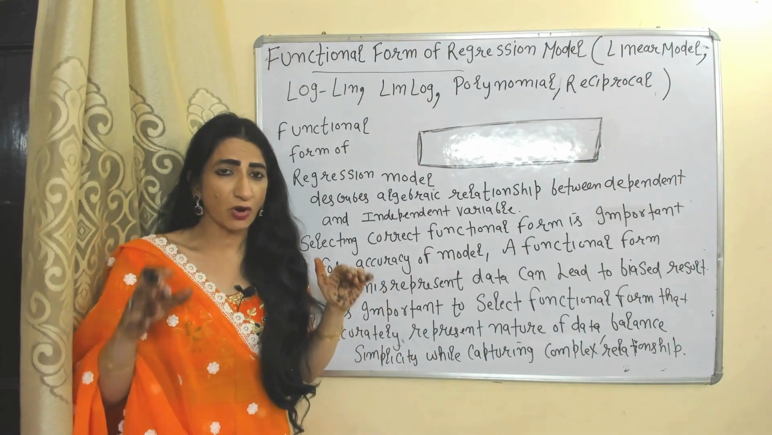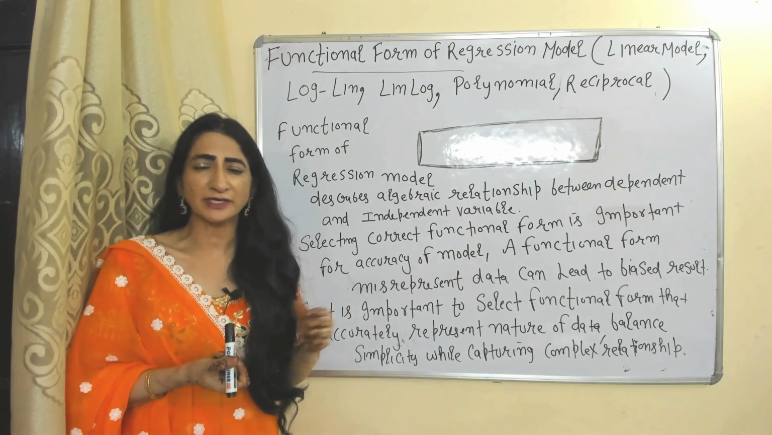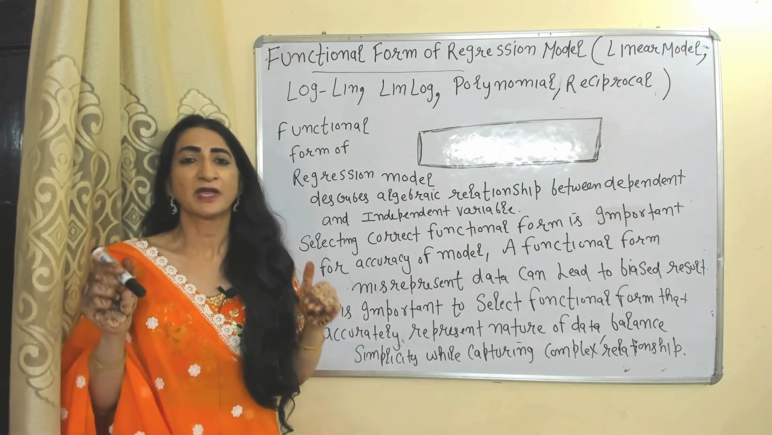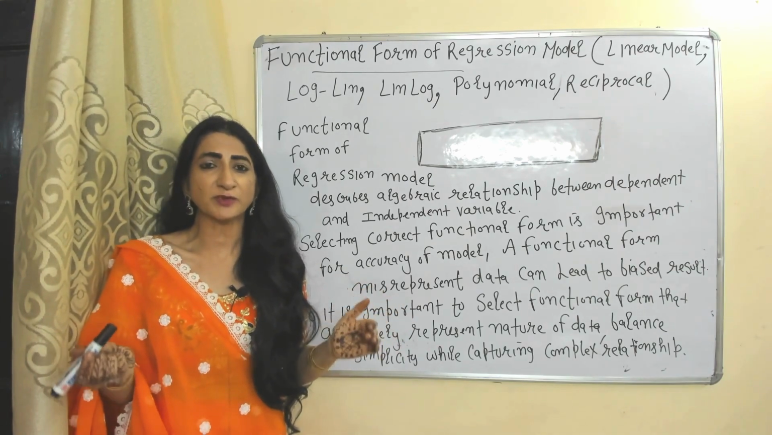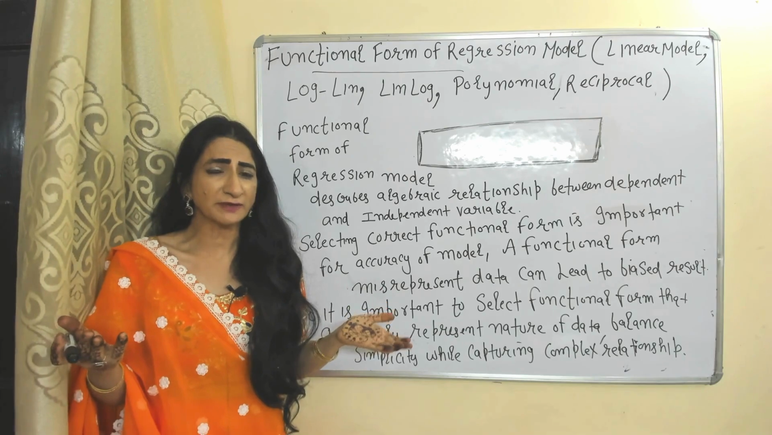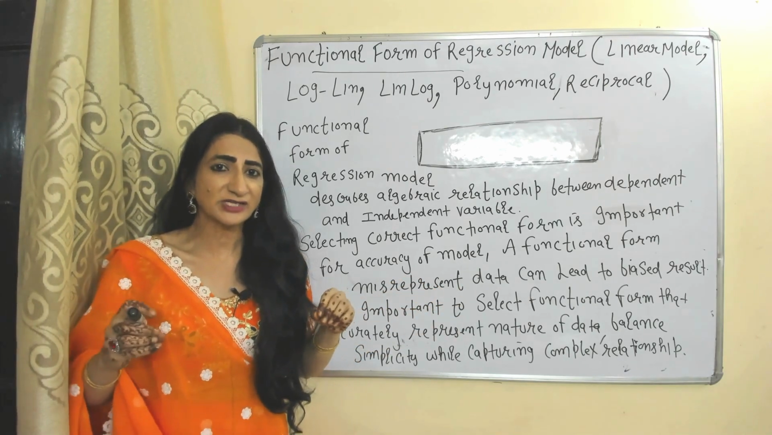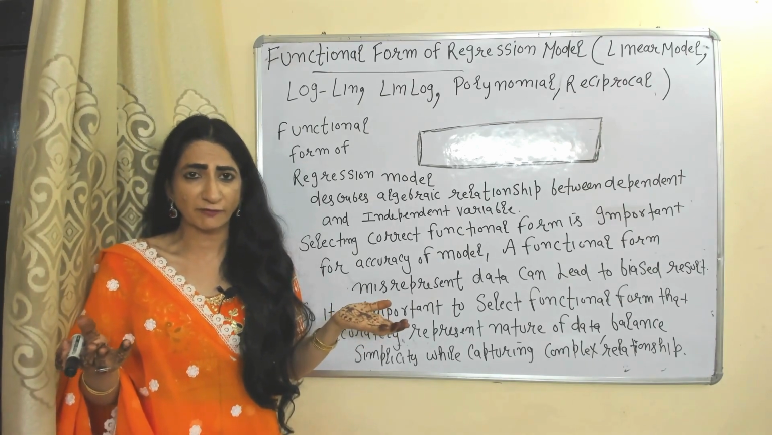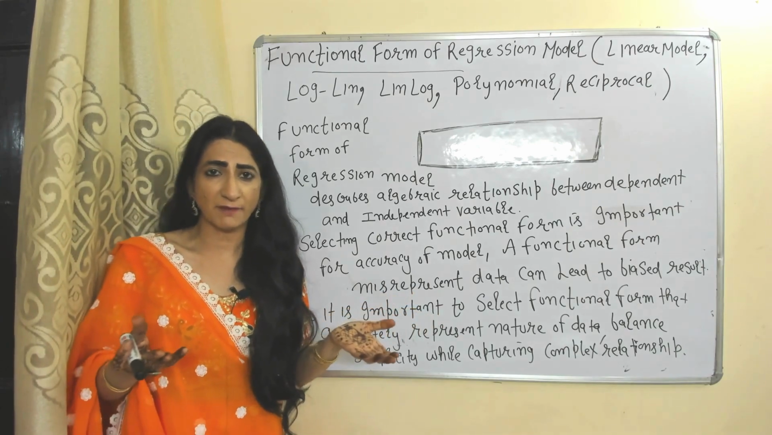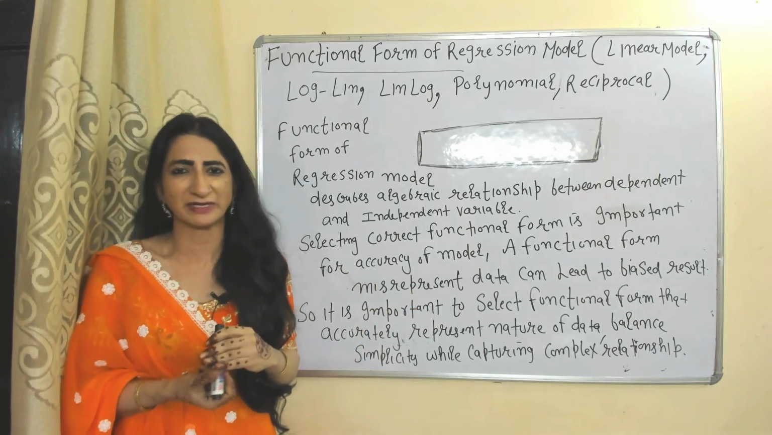Today we are going to talk about the functional form of a regression model. The functional form of a regression model describes the algebraic relationship between the dependent and independent variables. It is very important for the accuracy of our model because a functional form that misrepresents data can lead to biased results. That's why we should carefully select a functional form which accurately represents the nature of the data, while balancing simplicity and capturing complex relationships among variables.